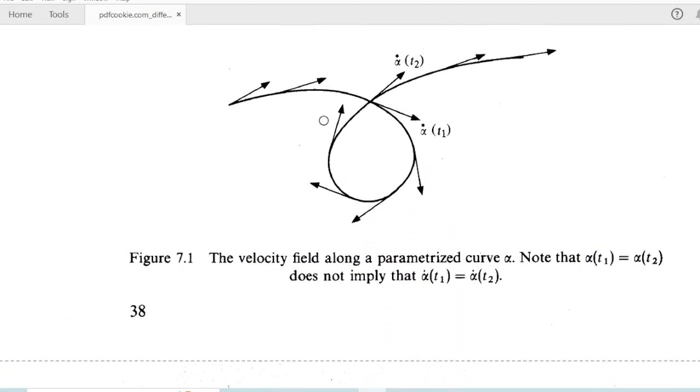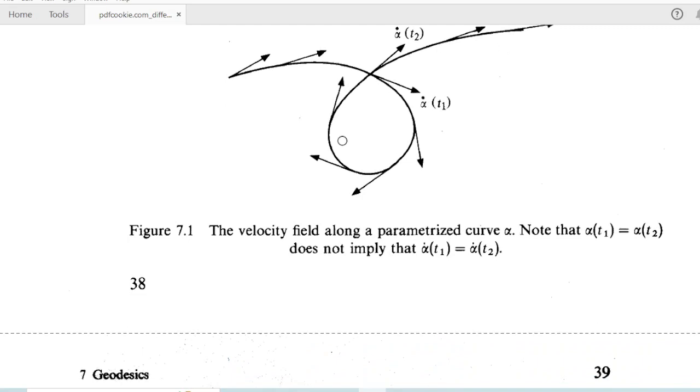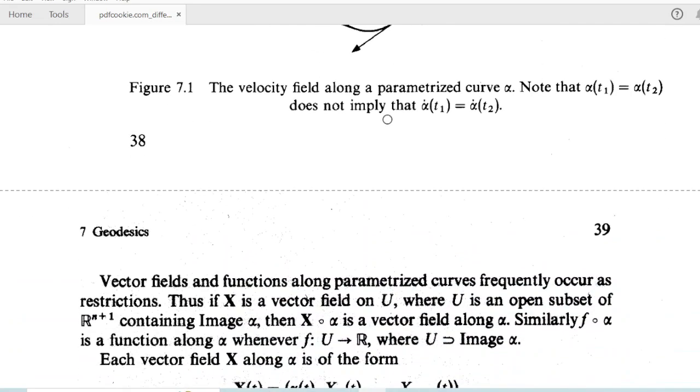Now suppose if you are looking at this figure, there is a curve alpha of t and there are different vectors. Collection of these vectors forms a vector field along the parameterized curve alpha. And also we can see the points alpha of t1 and alpha of t2. Alpha of t1 and alpha of t2 are the same point. But at that point along the different parts of the curve, the vector is different. The tangent vector is different. Velocity vector is different.